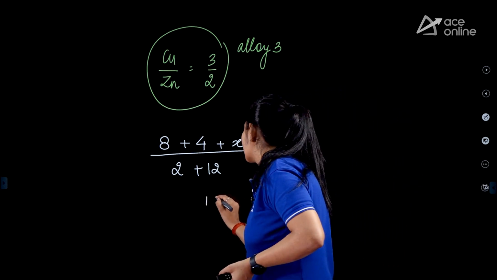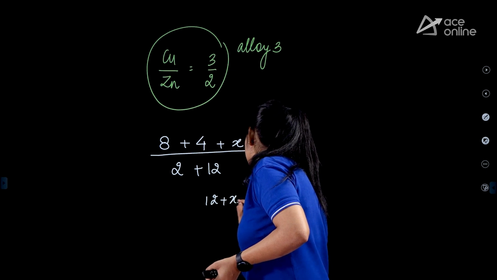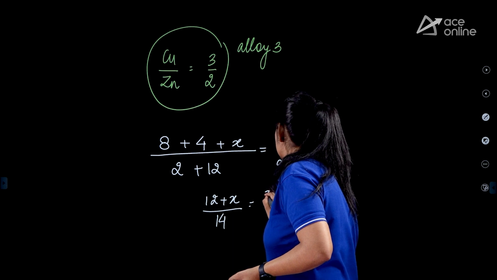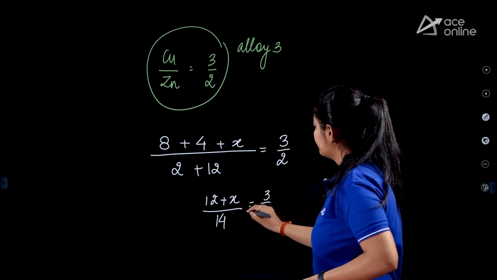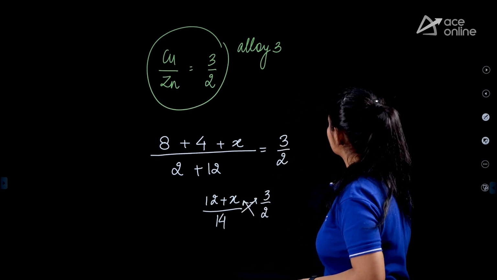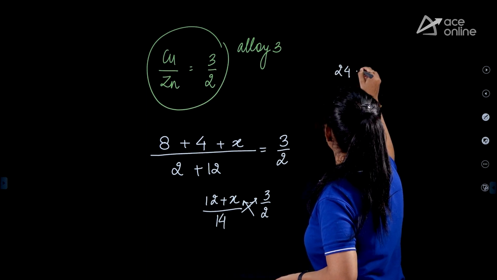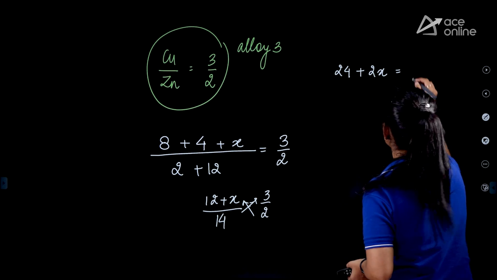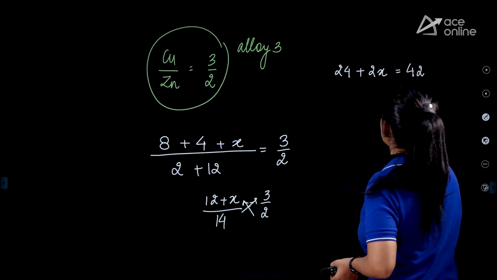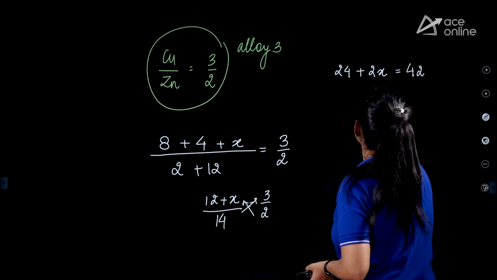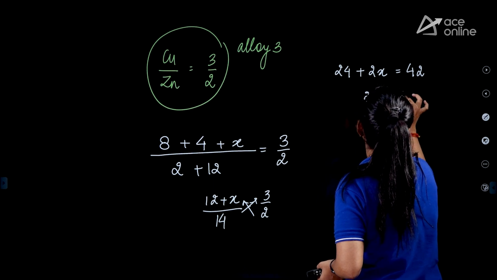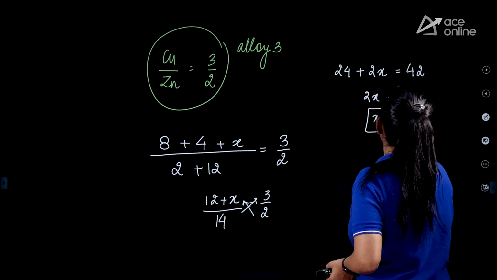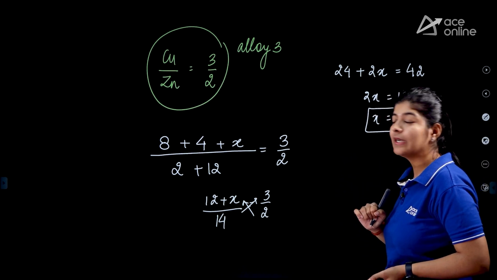Here you have 12 plus x divided by 14, and here you have 3/2. So when you do the cross multiplication, you get 24 plus 2x, and that is equal to 42, right? So basically 2x is equal to 18, and the value of x is 9.